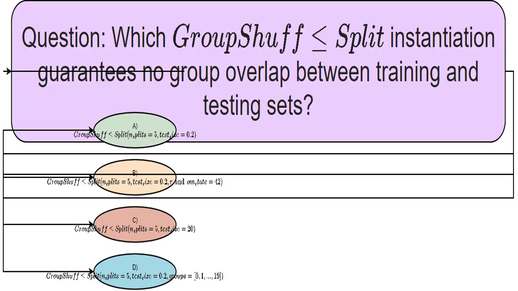This option sets up 5 folds, n_splits equals 5, with 20% of the data in the test set for each fold. test_size equals 0.2. But it's missing a key ingredient. To make it work properly, we need to specify the groups using the groups parameter. Without it, GroupShuffleSplit won't consider the group structure, treating the data as if there weren't any groups and randomly dividing it.